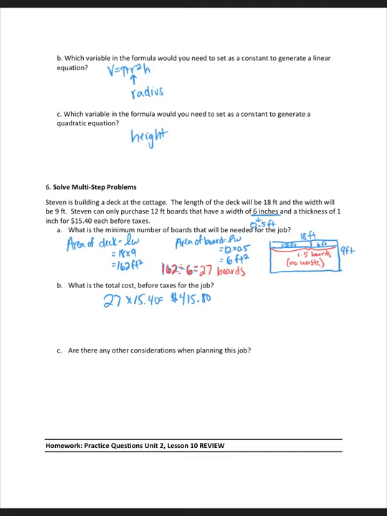Are there any other considerations when planning this job? Well, like I said, we're kind of assuming the bare minimum here. We could do 1.5 boards each row, no waste, so we're assuming that nobody's making any mistakes. Some things to consider would be waste or mistakes maybe when we cut the wood. Something else we should consider with changing weather is that the wood could shrink or expand. Depending on if it's summer or winter, the wood will shrink or expand.